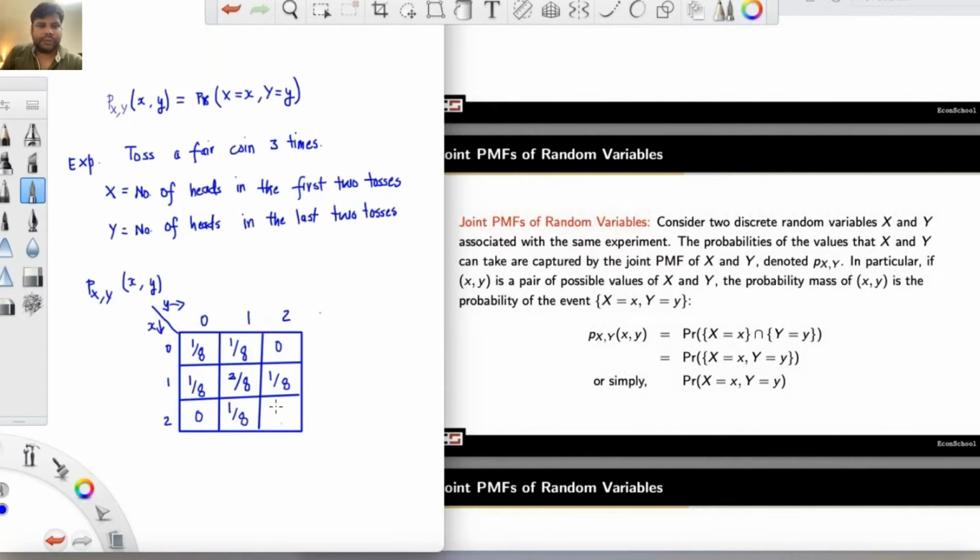And what about this one? Two heads in the first two tosses, two heads in the last two tosses. This is only possible if you get all three heads, and therefore that's 1 by 8. Check that this is a valid PMF. Just add them up and check that you get 1.